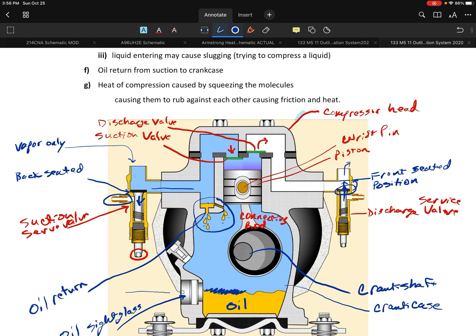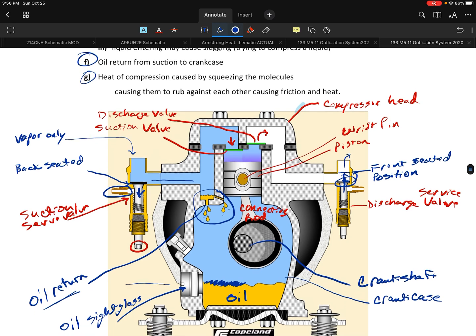The oil return from the suction to the crankcase, that was identified right here, oil return. And that was item F. And then, of course, item G, the heat of compression. So every compressor is going to have this, where you take those molecules and you squeeze them together, and there's so much friction. It's almost like if you took your hands and you started rubbing them together, your hands would get warm. Well, refrigerant molecules, as we squeeze them together, they're almost doing that. They're rubbing together and creating heat. And that's essentially the friction that creates the heat.